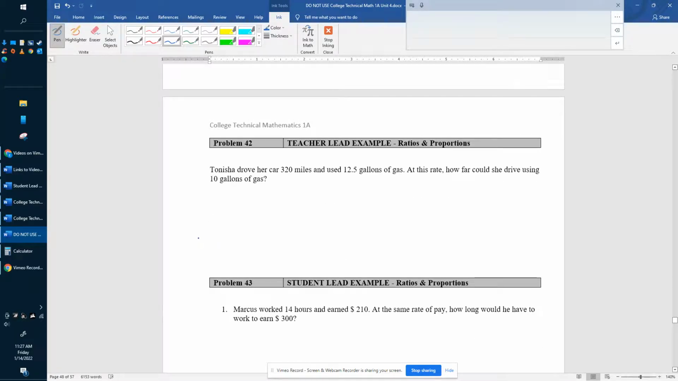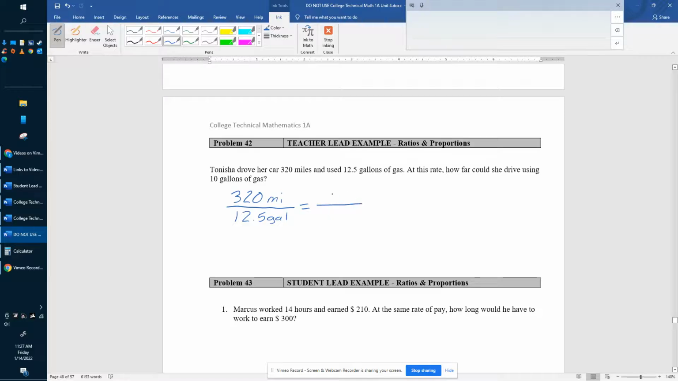Tanisha drove her car 320 miles and used 12.5 gallons of gas. At this rate, how far could she drive using 10 gallons of gas? So what we're going to do is put 320 miles on top and 12.5 gallons on the bottom. She was able to drive 320 miles per 12.5 gallons. So how far could she drive with 10 gallons?